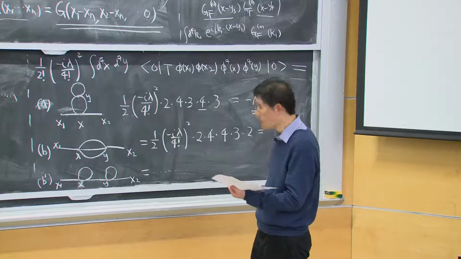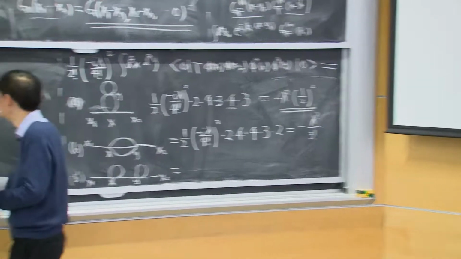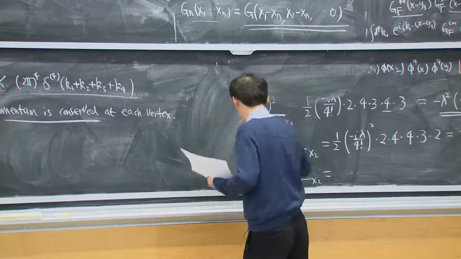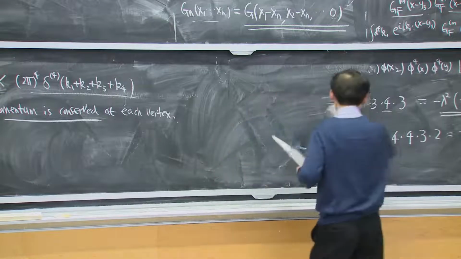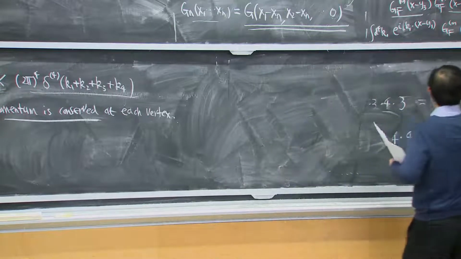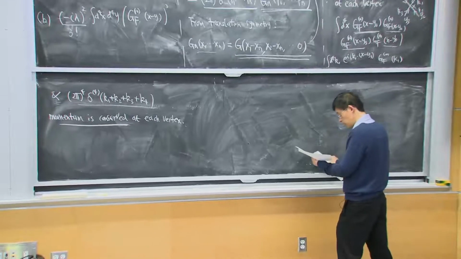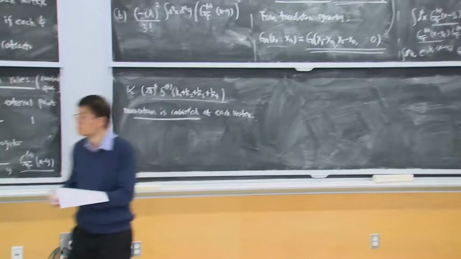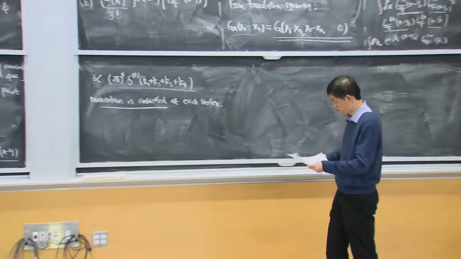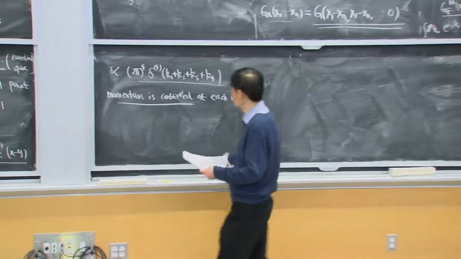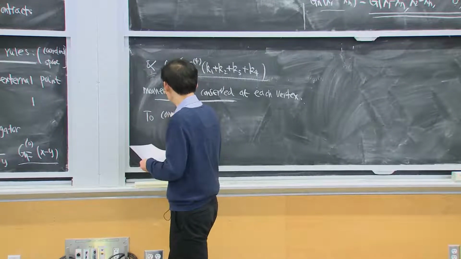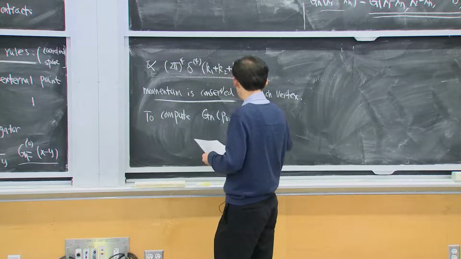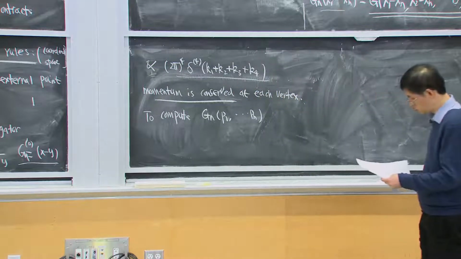Okay, good. So now we can write down the momentum space Feynman rules, and we will not have time to do an example. Let me just write them down, and then we will look at the example next time. So here is the rule to compute this G_n(p_1, ..., p_n). We use the following rule.